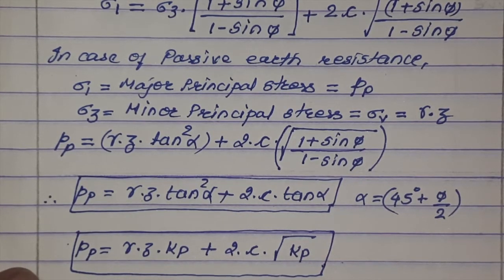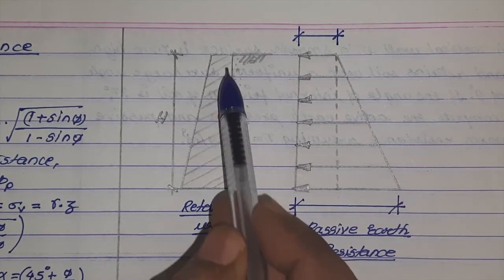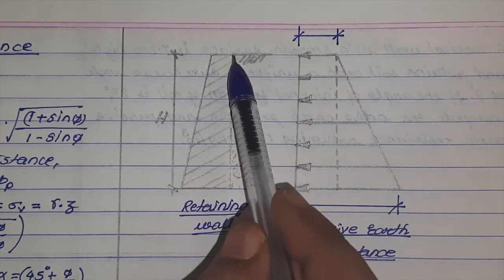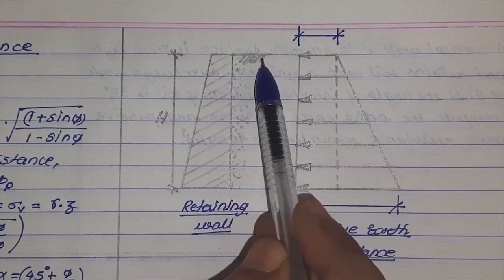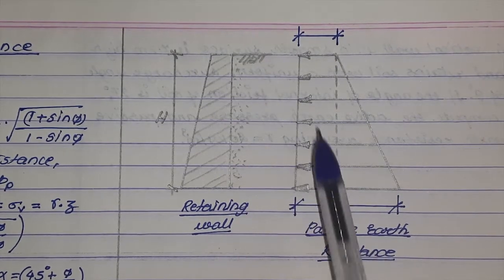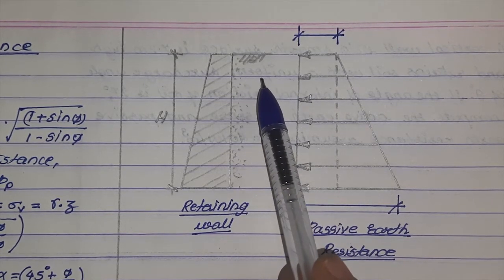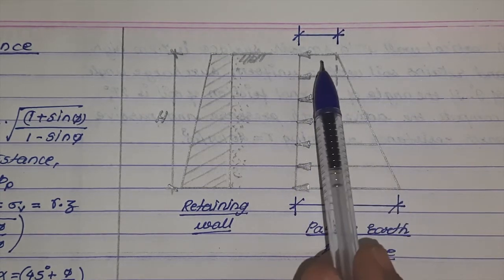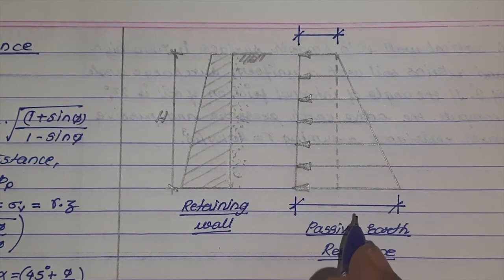Let us try to understand this on a diagram. In this diagram, this is the retaining wall, its height is capital H, and this is the retaining face. This is the level of backfill. The pressure distribution for passive earth resistance for C-phi soil will be shown in this way. Okay, how is this possible? We will try to derive it.